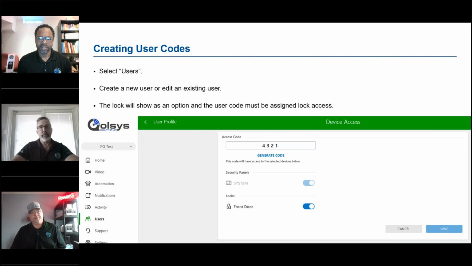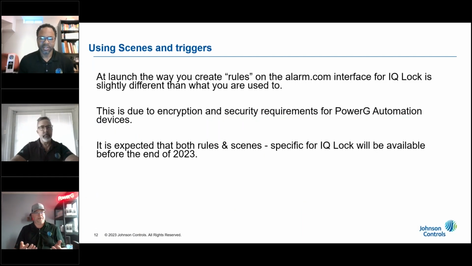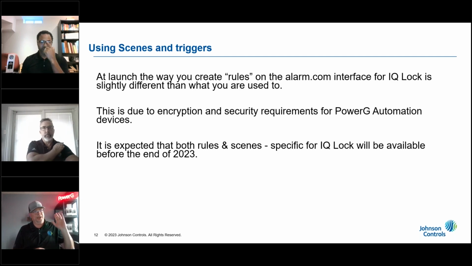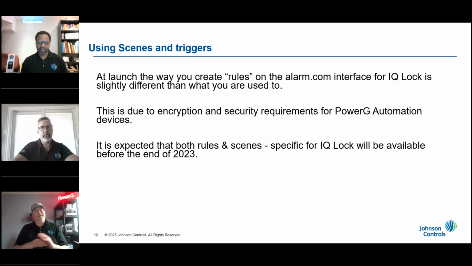One thing that is a little different is using scenes and triggers. So at launch, the way we create rules on the ADC interface is slightly different. It's just due to encryption security requirements for our PowerG automation devices. So it is expected by the end of 2023, you'll have the ability to do it the way you've always done it, or using scenes and triggers.